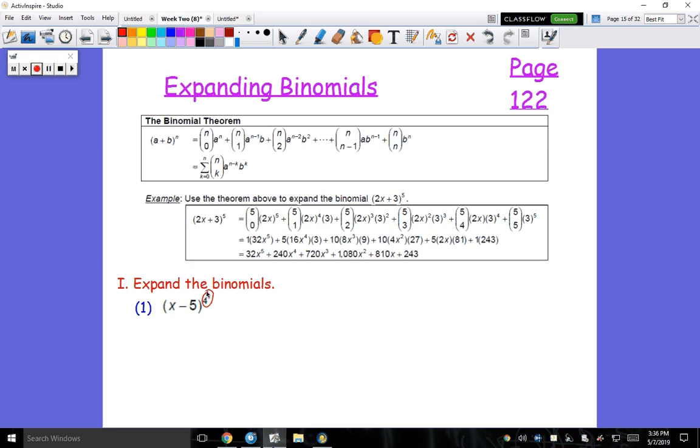There's a 4. So how many terms? 5. And the first one is going to be 5 choose 0. True or false? False. It's going to be what instead of 5 choose 0, guys? 4 choose 0. And then 4 choose 1, 4 choose 2, 4 choose what? 3. And then 4 choose 5.